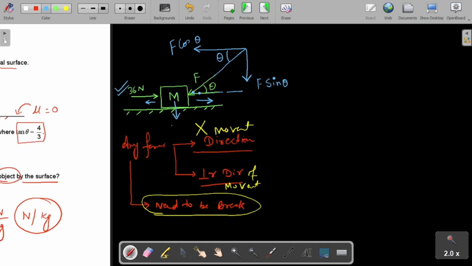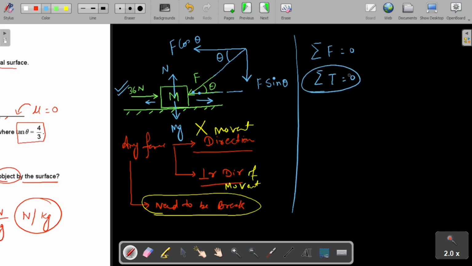Next, it's mg, that is vertically downward, and there will be a normal force acting vertically upward. Now since the object is in equilibrium, according to the question, what is the meaning of equilibrium? The basic meaning is net force will be equal to 0 and net torque should also be 0. Here we don't use net torque, but the basic condition is that both net force and net torque should be 0. That's the meaning of equilibrium.